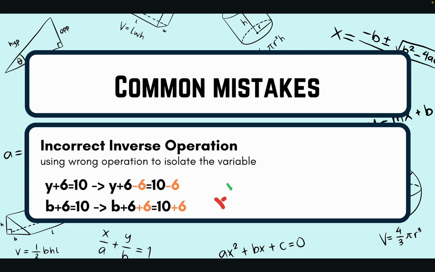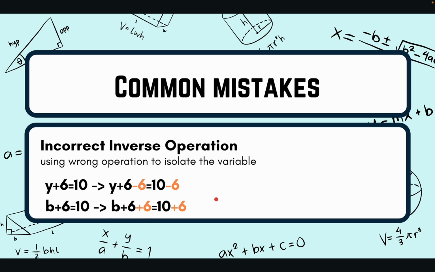So another common mistake is using incorrect inverse operations, which means that you're using the wrong operation to isolate the variable. As I said before, if you want to isolate the variable, you need to use an inverse operation. So y plus 6 equals 10 becomes y plus 6 minus 6 equals 10 minus 6. This is how you do it correctly. And you should never do this, which is adding 6 again, which is not an inverse operation.